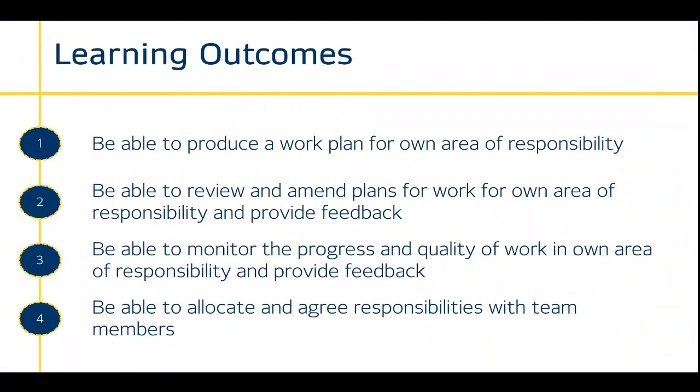This unit has 4 learning outcomes. The first is being able to produce a work plan for your own area of responsibility. The second is being able to review and amend plans for work for your own area of responsibility and to provide feedback. The third outcome is being able to monitor the progress and quality of work in your own area of responsibility and provide feedback. And the fourth outcome is being able to allocate and agree responsibilities with the team members.